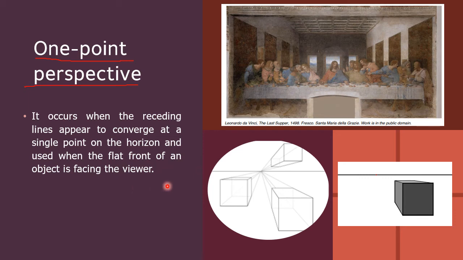So for example, in this one, this box is showing us an example of a one-point perspective. We can see here the flat front of the object, the flat front of the box. So this is the one-point perspective. The viewer will see the box this way.